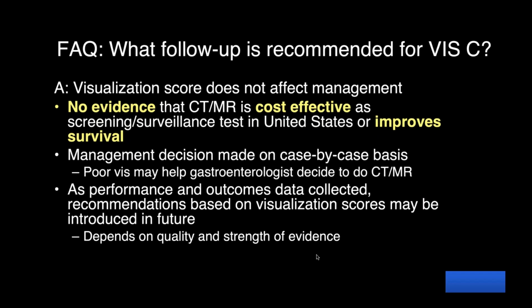So at this time, for these patients who have poor visualization, the decision to do something else needs to be made on a case-by-case basis and in a multidisciplinary approach. It's not wrong to do a CT or MRI, but that decision needs to be made weighing the pros and cons in that individual patient. As performance and outcomes data are collected, it's possible that our recommendations may change based on visualization scores, but that will depend on the quality and strength of that evidence.